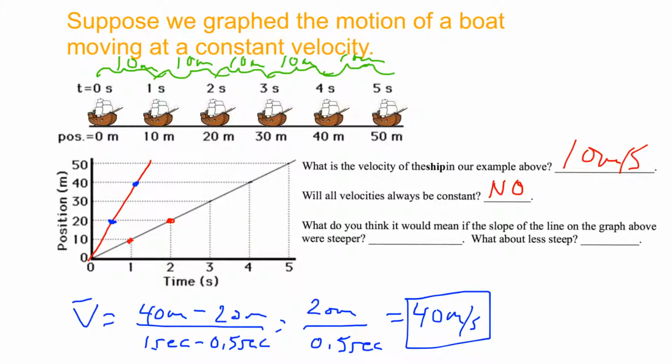So what's the difference between this steeper line versus the original line in our velocities? The velocity went up. So we would have an increase in velocity. Alright, so what if the line was less steep? So a more gradual line. Obviously, we would have a decrease in our velocity.